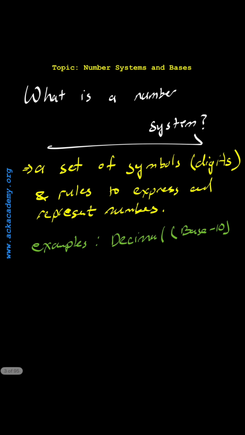Now when you work with computers, it'll be a different number system, and that number system will be called binary. Okay, and that'll be a base 2 system. All right. And then there are other number systems out there in the world, right?